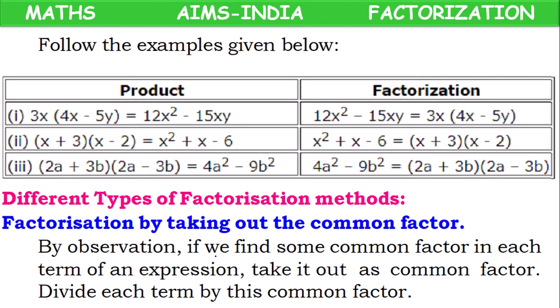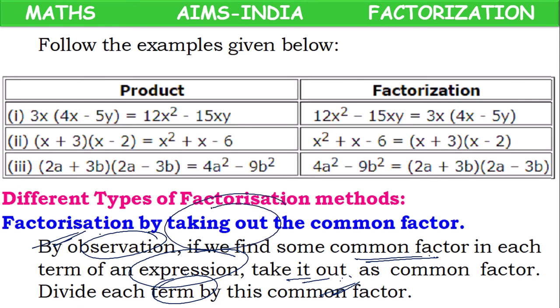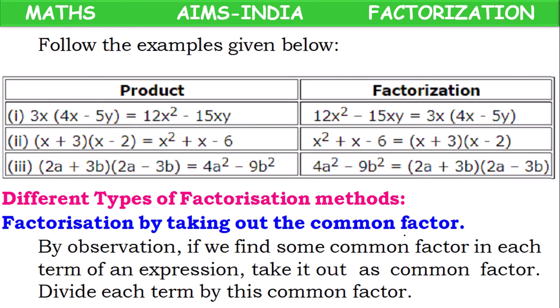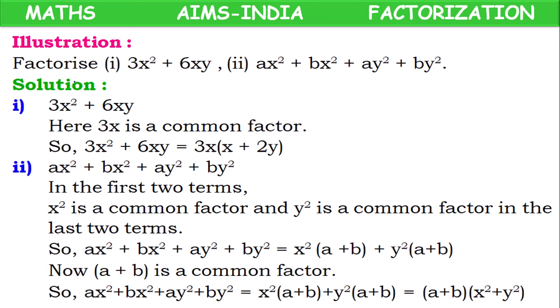So here children, if you observe the expression, on your observation, you can find some common factors. You have to take them out, or you have to divide each term by the common factor. In that way, we can do the factorization by taking out the common factor. Let's see the example, children. Suppose we have 3x square plus 6xy. This is the expression for which we have to do factorization.